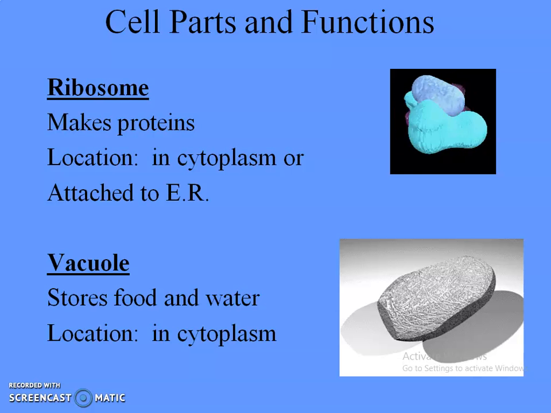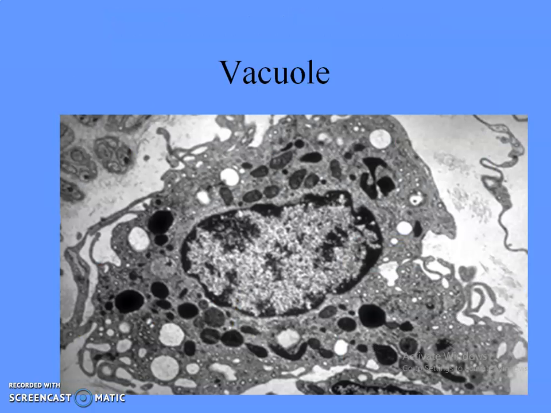Ribosomes. The function of ribosomes is to make proteins. They are present in the cytoplasm or attached to the endoplasmic reticulum. Vacuoles. The function of vacuoles is to store food and water. They are present in the cytoplasm. This is the photograph of vacuoles.